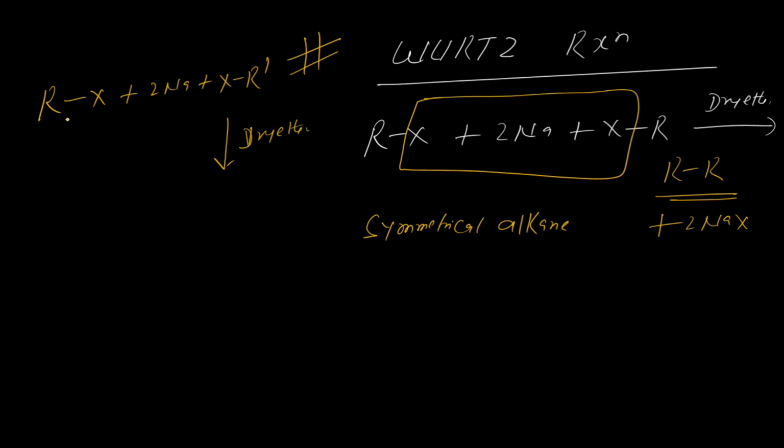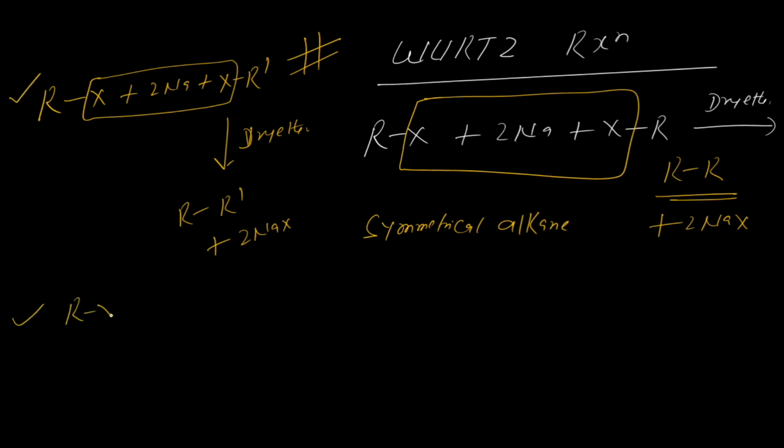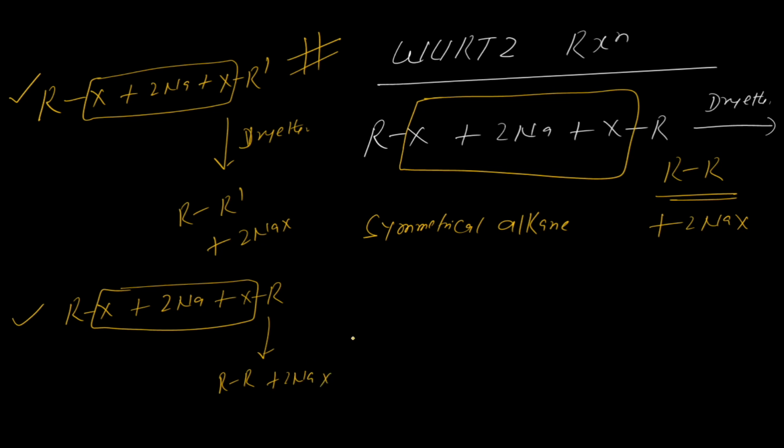Suppose the first, as you know, this can form R-R' plus 2NaX. This is the first possibility. The second possibility is what? Many alkyl halides of the same type. I told you we don't take only one molecule, we take a number of molecules of RX. So they may combine with each other with the sodium, and form the alkane of RR type, and 2NaX. And there is one more possibility.